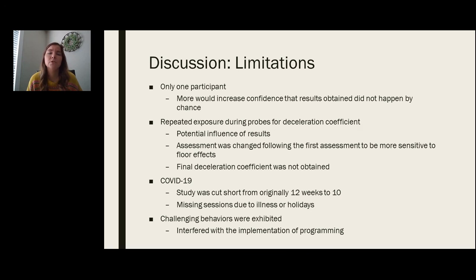The method to obtain the deceleration coefficient was changed after the initial assessment due to a floor effect, and the final deceleration coefficient was not able to be conducted due to time restraints, and then COVID-19 limited us and shut down our clinic, and we were unable to reschedule a session. And despite challenging behaviors that were seen during treatment, which at times interfered with our programming, we were still able to see IQ gains and skill acquisition, which is really impressive.